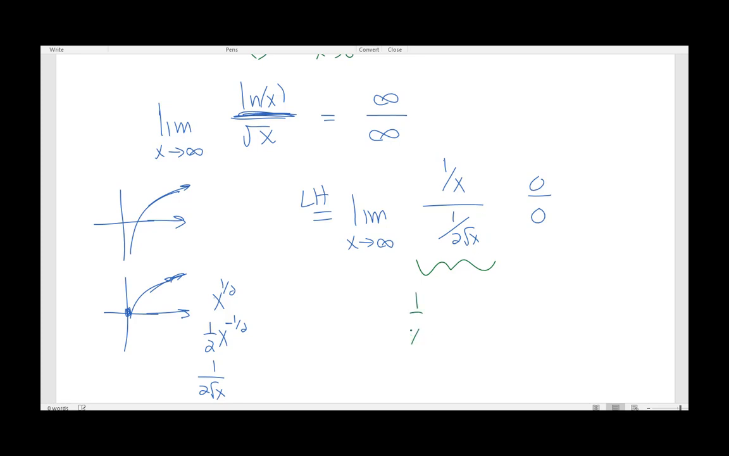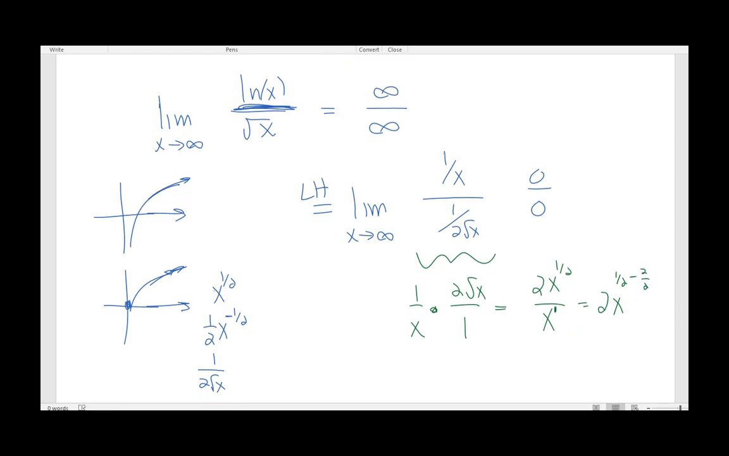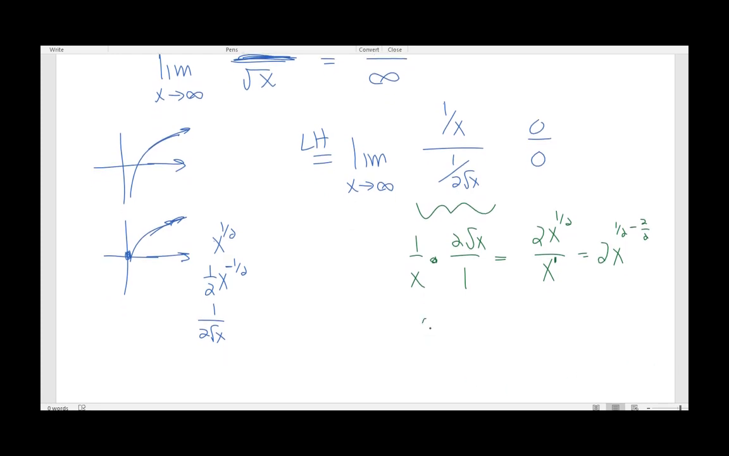So I have 1 over x times, and then I'm going to flip and multiply 2 root x over 1. So I basically have 2x to the 1/2 over x. And when I divide like bases, I subtract exponents. So I'm going to have 1/2, and then this exponent is 1, so I'm going to subtract 1. So I really have 2x to the negative 1/2 when I do the algebraic simplification. And of course, that's 2 over root of x.